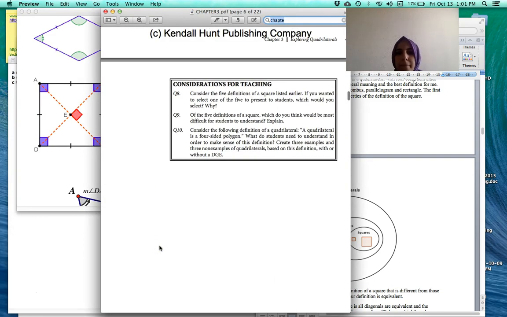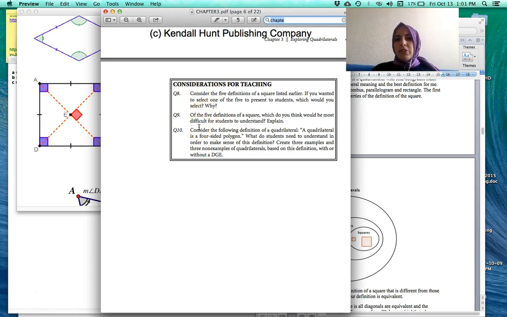Question 8. Consider the five definitions of a square listed earlier. If you wanted to select one of the five to present to students, which would you select? Why? I think the first one: a square is a quadrilateral with four congruent sides and four right angles, which has a more general meaning and is the best definition for presenting to students. Quadrilaterals contain even rhombus, parallelogram, and rectangle. The first definition gives the basic properties of a square. That's why I prefer it.